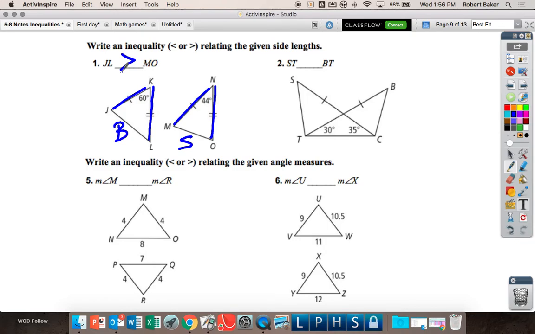Okay, now number two is a little bit more complicated. Is this piece the same as this piece? Yes. Then is this reflexive piece the same as itself? Yes. So you really have two angles, a red angle and a blue angle. The red angle is 30 degrees, the blue angle is 35 degrees. Which one's bigger? 35. This is the big piece, and this is the small piece. So which line segment is longer? ST.